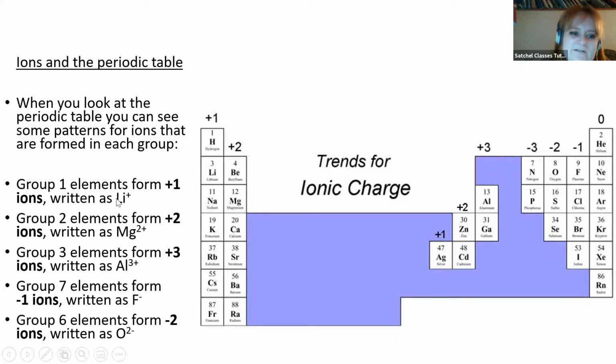Group 1 have 1 electron in their outer shell, easier to lose it. So they'll form a +1 ion. This is what these numbers mean. It means the ions from hydrogen, lithium, sodium, potassium, rubidium, cesium, francium will all form +1s. That's why they're in a group. They all behave in a similar way. They all form a +1 ion.